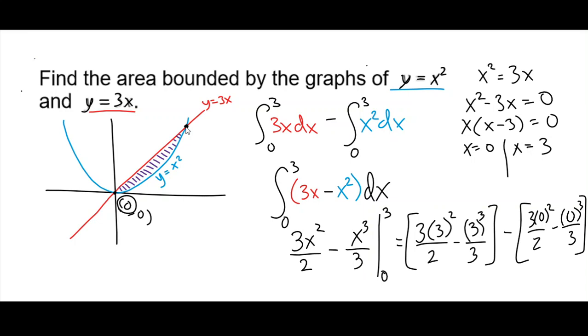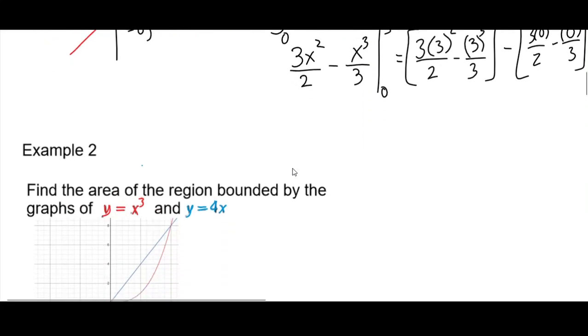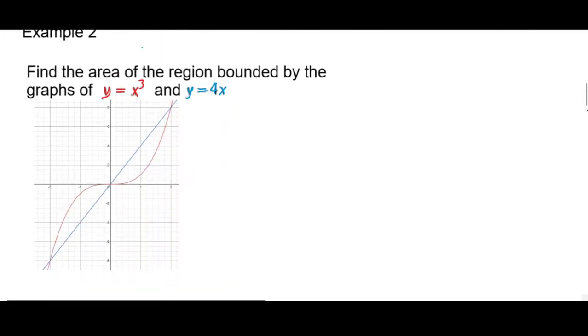And we already knew how to calculate area. That was just simply us using the integral. We just had to find out where to where, and then evaluate that. We were able to do this last time, right? Today I want to go over an example that's a little bit more difficult, which will be example 2. We're going to find the area of the region bounded by the graphs y equals x cubed and y equals 4x, right?